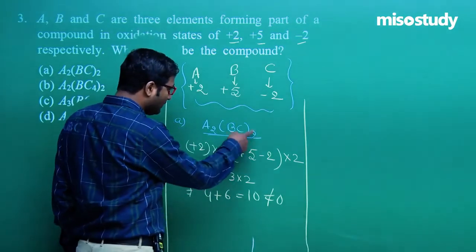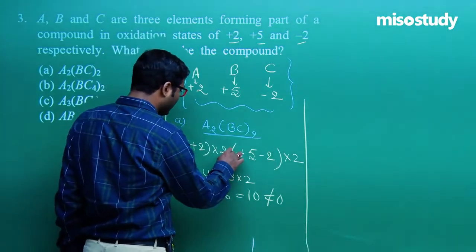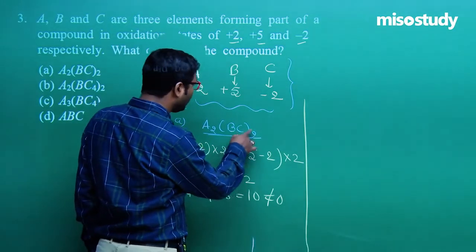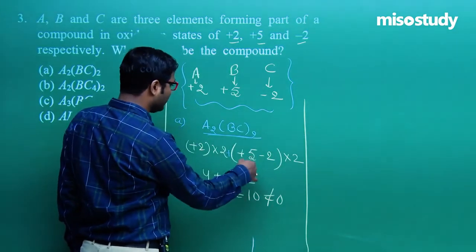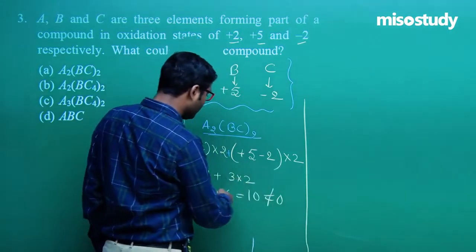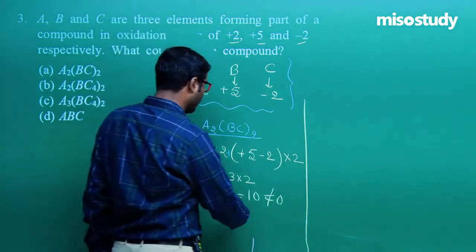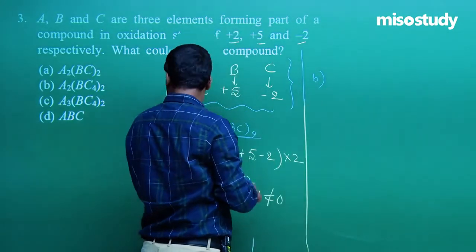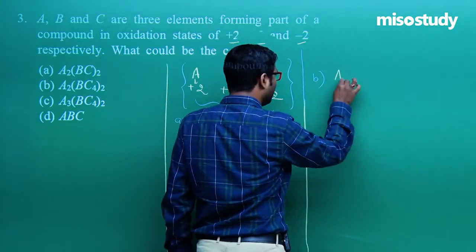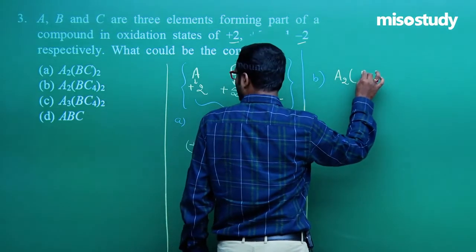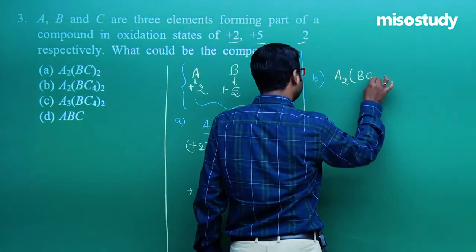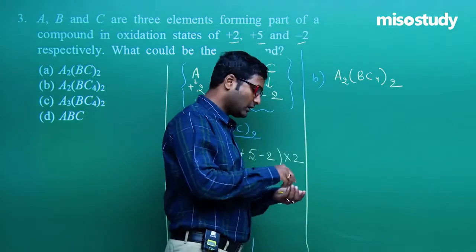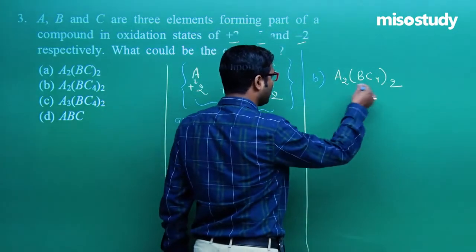Let me check once. 2 to 4, B plus C, here put plus sign. Clear to you? Now 5 and 2, 3 minus 2, 3 into 2, 3 to 6 plus 4, not equal to 0. Now I am moving here. Check out the option number B. This is the hit and trial method. By using the options you can get the answer. B(C4)2. Clear? Now check out whether it is correct or not.